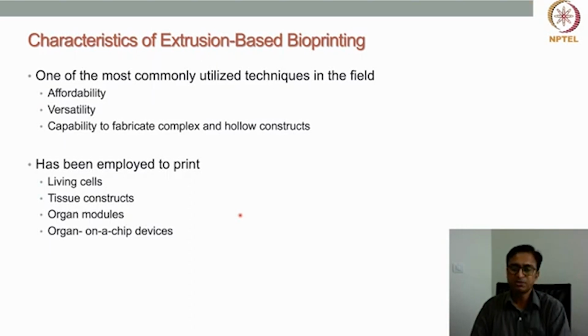And the most amazing thing is the cells are very much alive after printing. So that is an important characteristic of this extrusion based bioprinting. Different tissue constructs have been attempted, and there are proofs of concept available where different types of tissue constructs, starting from skin to liver to cornea to muscle, have been produced or fabricated with this extrusion based bioprinting technique.